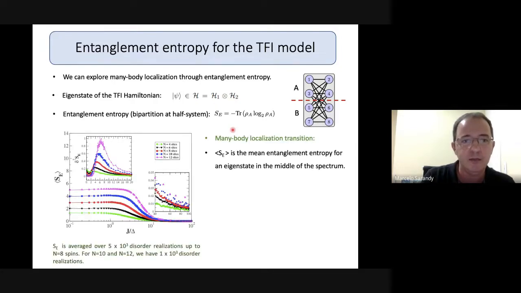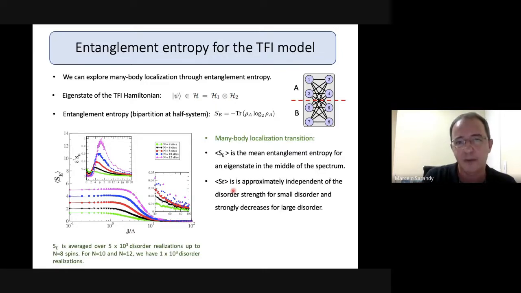So we compute the mean entanglement entropy. This average of the entanglement entropy is over many realizations of disorder, up to 5,000 for systems up to 8 spins. And we compute this entropy for the eigenstate in the middle of the spectrum. So we diagonalize the Hamiltonian and get the eigenstate in the middle of the spectrum, and then we compute the entanglement entropy. So the results are the following.